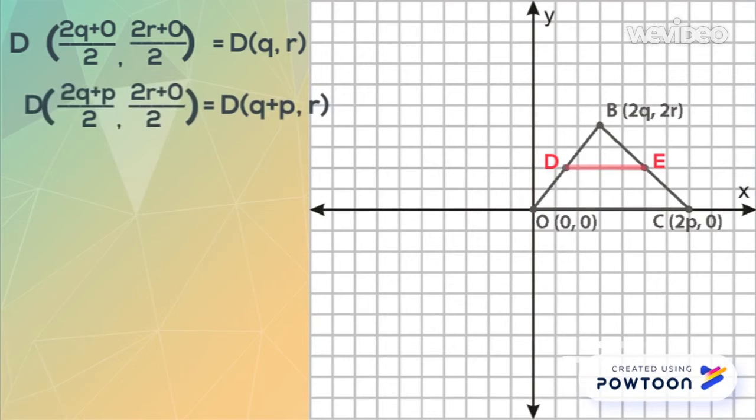Oops, there's an error. The second equation is supposed to be the coordinates of point E. So if you subtract the 2 coordinates, you can see that the length would be P0. That is exactly half the length of OC, which is 2P0. And we've done it.